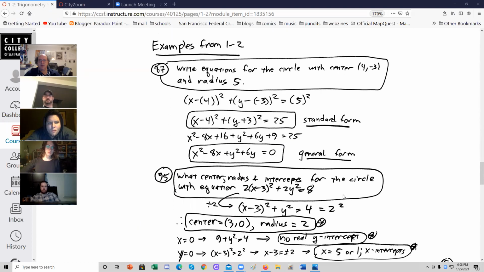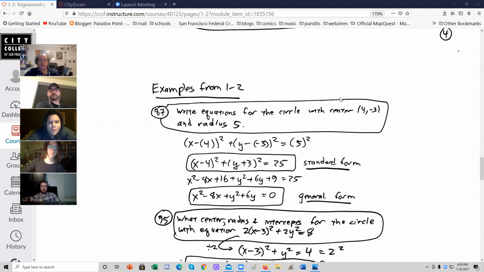All right, so examples. Write equations for the circle with center 4 by -3 and radius 5. There will be what are called the standard form and the general form. So x minus 4 all squared plus y minus -3 all squared equals 5 squared. A minus a negative is plus: x minus 4 squared plus y plus 3 squared equals 25. This is the standard form. You can read off the center and the radius; you have to take the square root to get the radius.